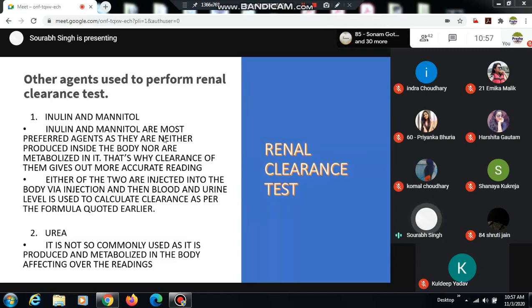Urea is the least used agent, since urea can be both produced and metabolized, and depleted from the body. So we can't end up getting a perfect result of the renal clearance test.